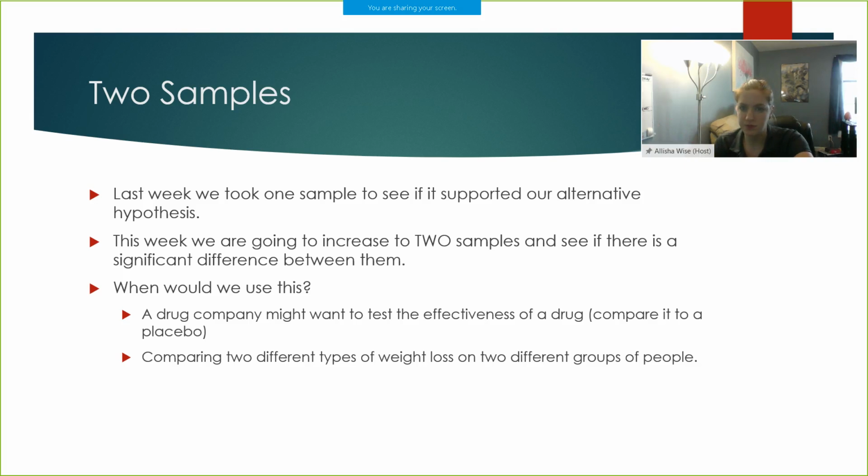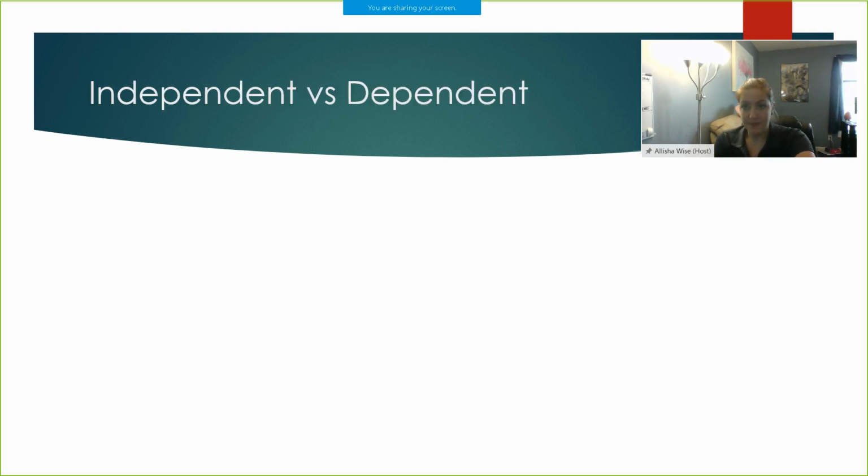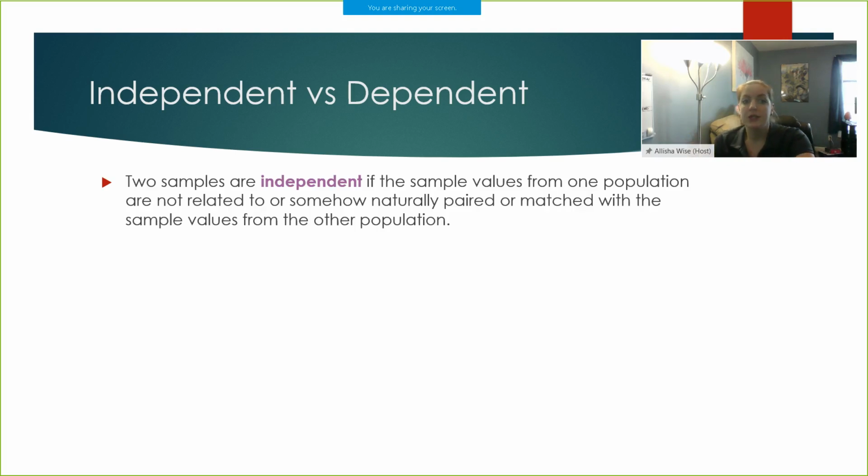2 groups of things. Now, when we look at these two groups, we have to define them as either independent of one another or dependent on one another. So we're going to have to talk about that. Two samples are independent of one another if the sample values from one population are not related to or somehow naturally paired or matched with the sample values from the other population.